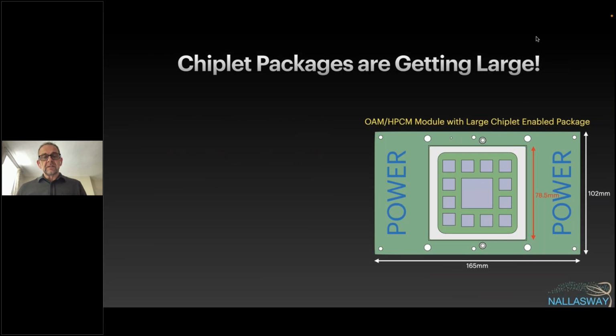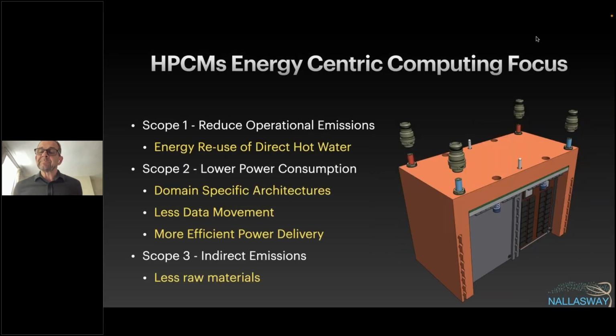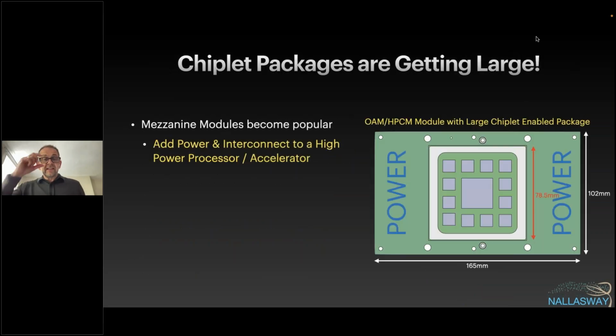Alan, maybe one question. I have no concept of how small or big the dimensions of this orange box would be. Yeah, I did briefly mention it, but I'll come on to it on the next slide. It's based around the OAM module size, which is 6 inches by 4 inches for the PCB, or 165 millimeters by 102 millimeters if you're metric. Okay.